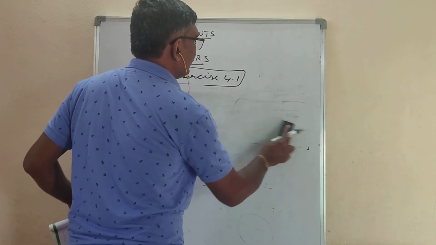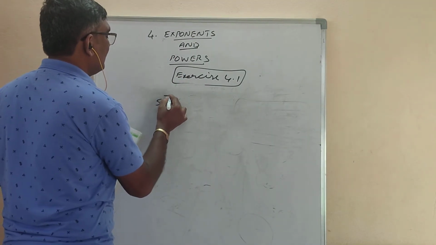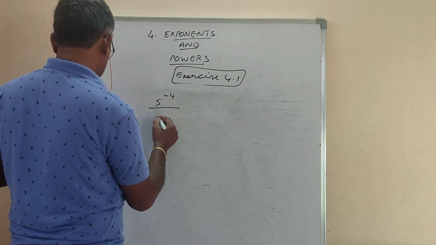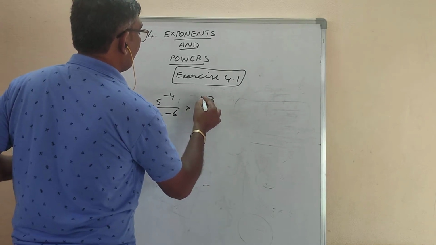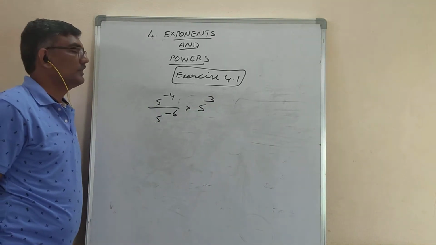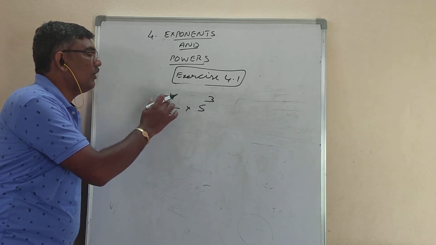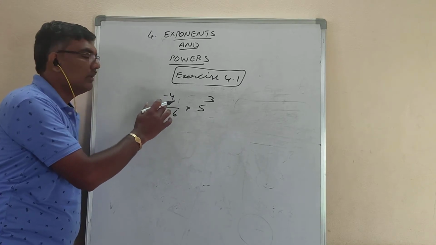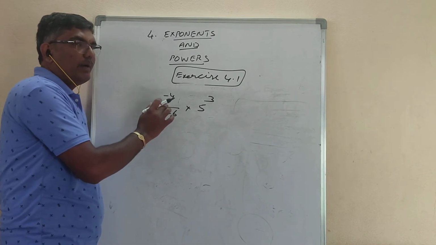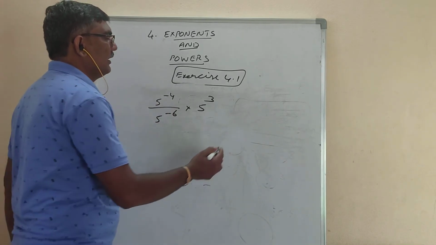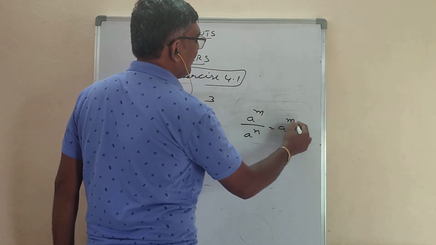Okay. Next we will go with the next problem. What is the next problem? See it here. 5^(-4) divided by 5^(-6) into 5^3. So this is the problem. Here and here we are not seeing the same power. We are seeing the same base, but we are not seeing the same power. So it is like a^m by a^n. You can write a to the power of m minus n.